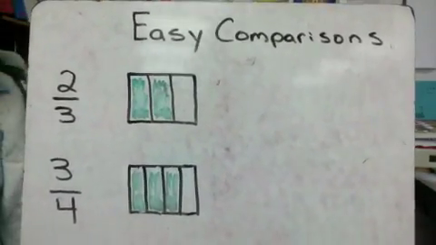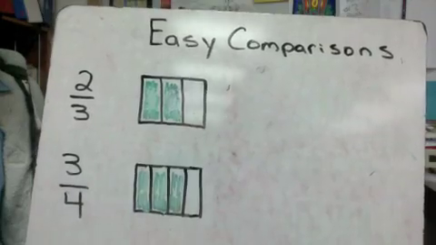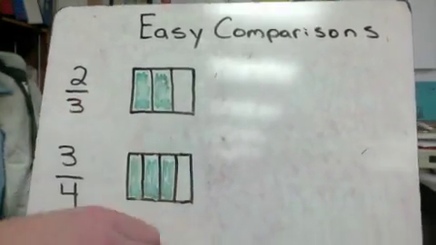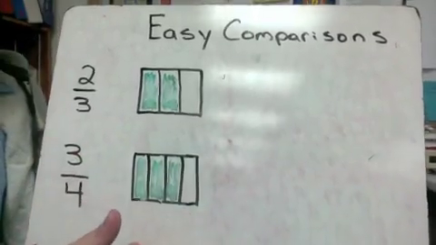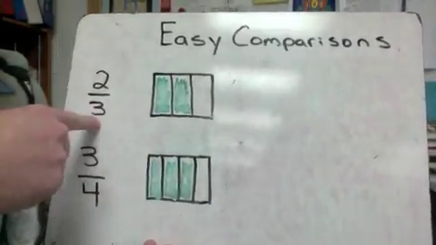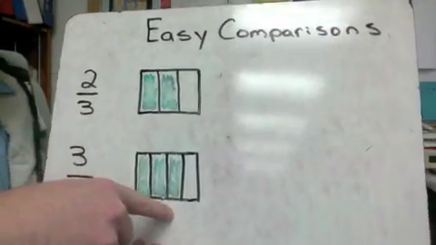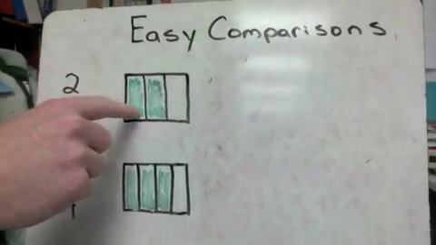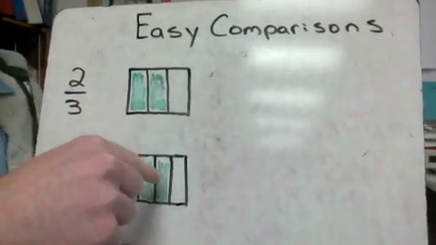Here's another example for you. I've got 2/3 and 3/4. My pans are the same pan, so they should be the same size. They're just cut into different pieces. I cut this one into 3 pieces. My denominator's 3. I cut this one into 4 pieces. My denominator's 4. Here I have 2 of the pieces. Here I have 3 of the pieces.